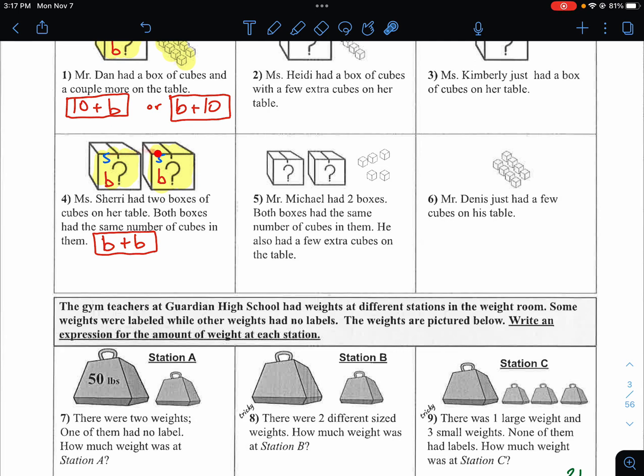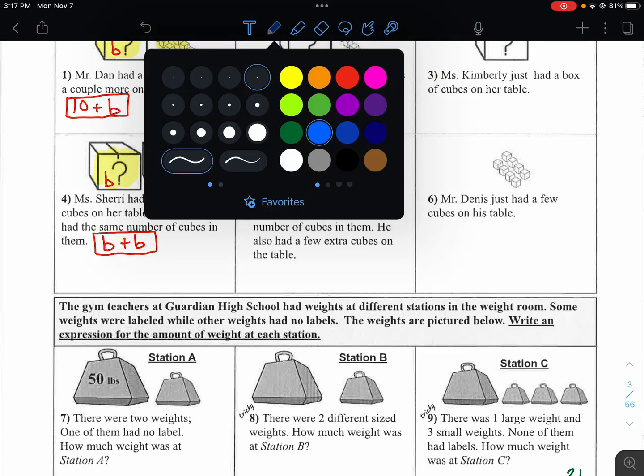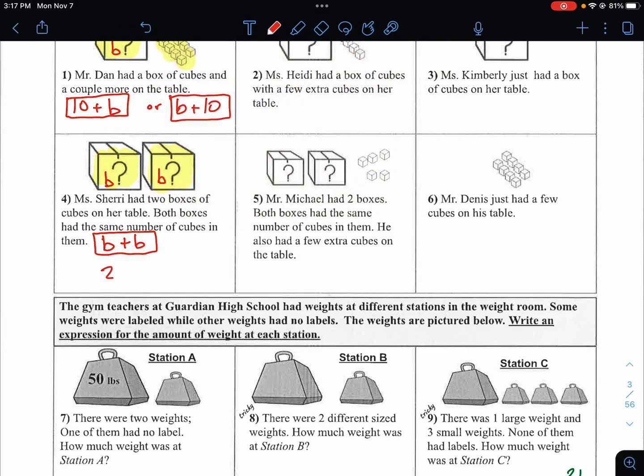So I could either find that by saying 5 plus 5, or I could say, oh, well, there are 2 of them, so like 5 times 2. So I can multiply the number of cubes by 2. So I could also just say 2b. That just means 2 times b. Why don't I write 2 times b? Well, because if I wrote 2 times b, it almost looks like 2xb, which makes it look like I'm using like 2 variables. So I could write 2b.